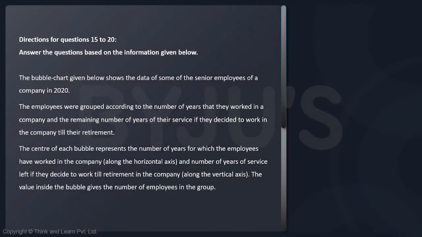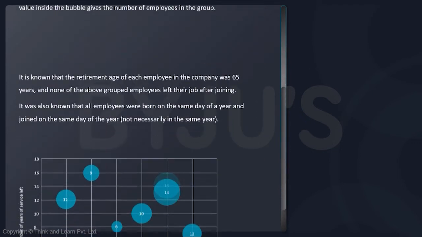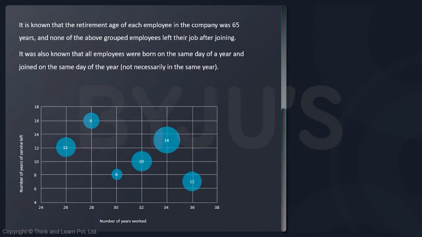Right? The last set, in my opinion, is actually the easier of the lot. It's basically a bubble chart where the y-axis and x-axis are given with respect to some number of years. The question says that the x-axis shows the number of years that the person has worked in the company, and the y-axis shows the number of years of service which is still left.